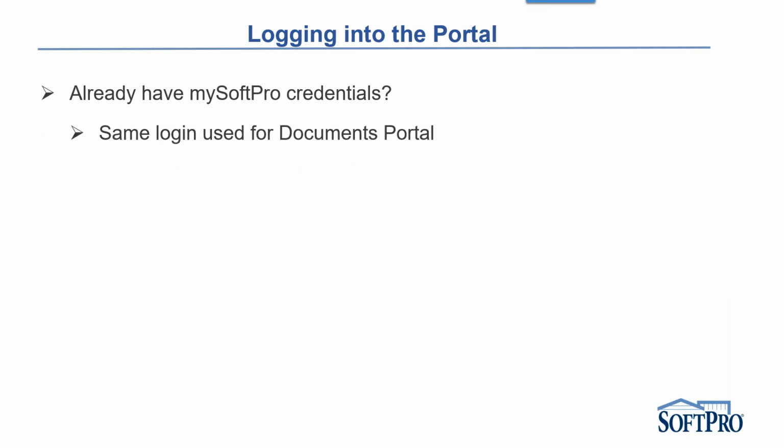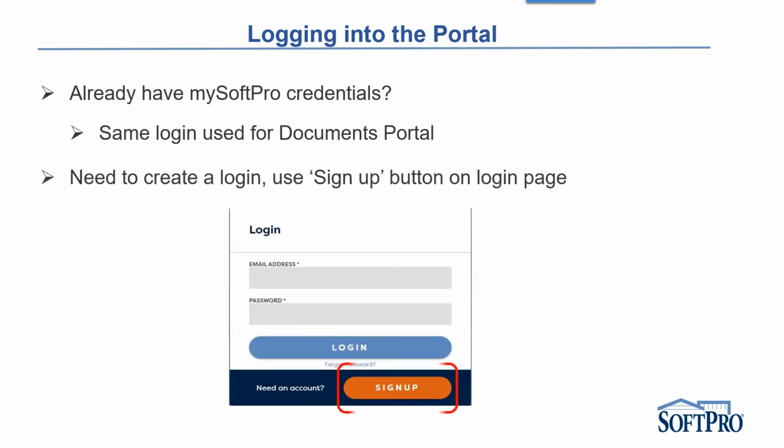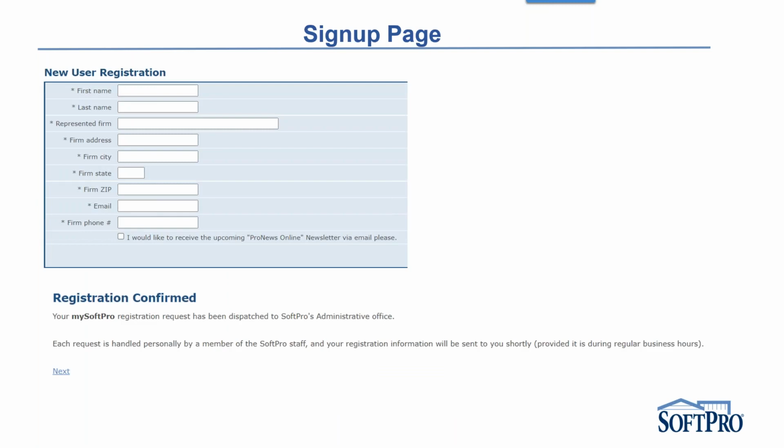So, logging into the portal: if you do already have My SoftPro credentials, you can use those same credentials to log into the Documents portal. If you do not have My SoftPro credentials, you can create a login by going to the Documents portal website and clicking on the sign up icon. This will take you to a new user registration page. Here you can input all of the necessary information, and then you'll hit submit.